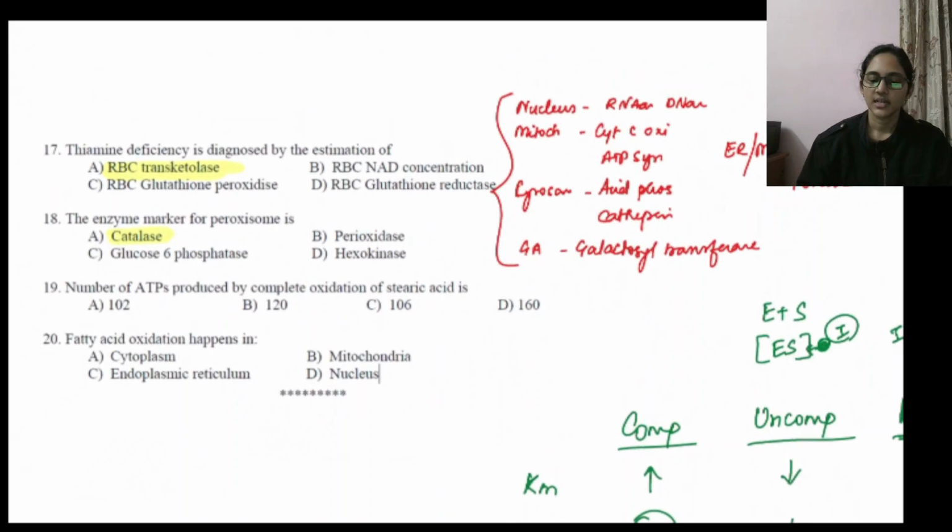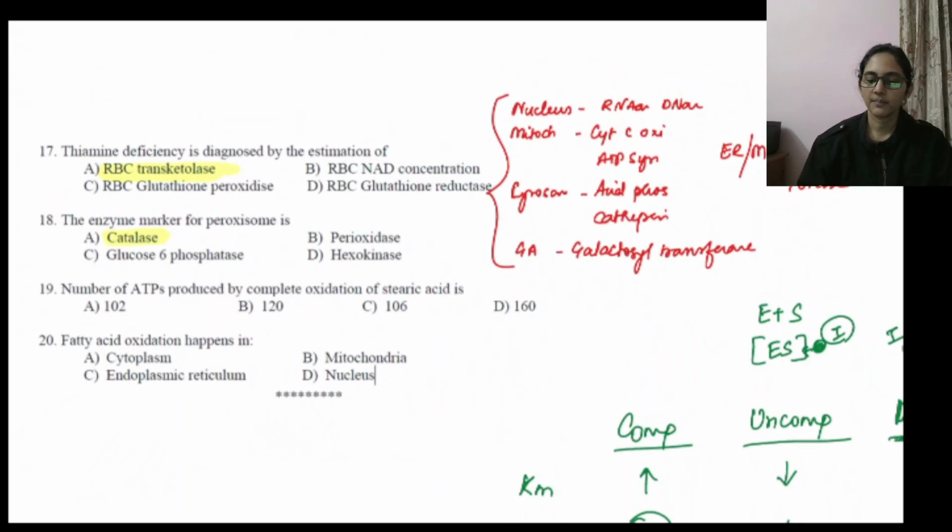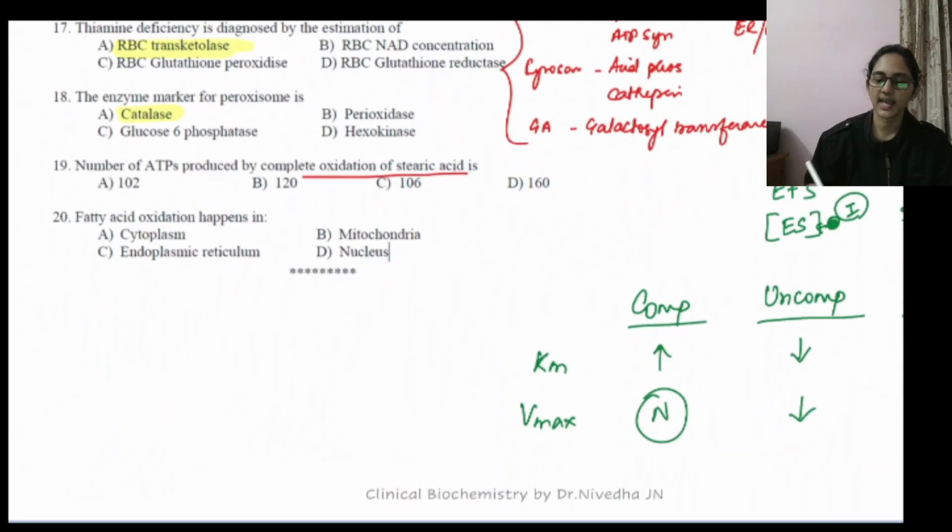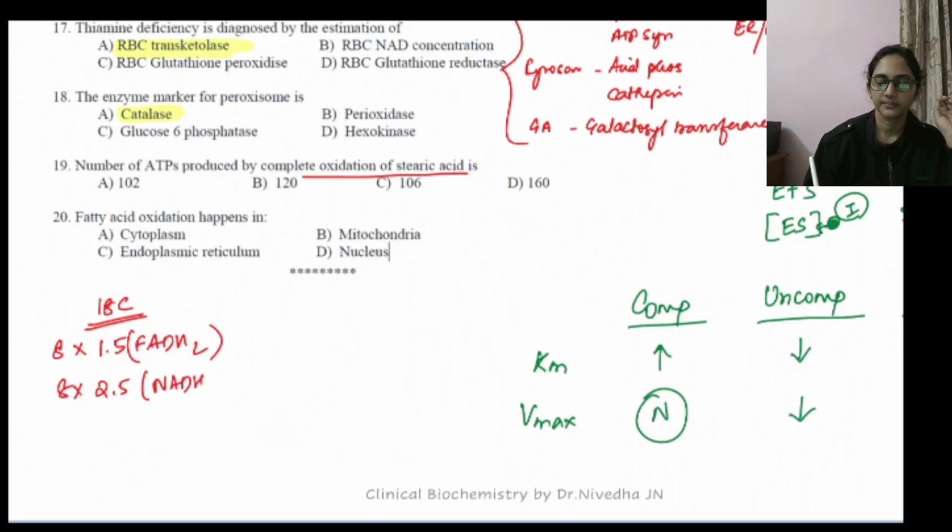Number of ATPs produced by complete oxidation of stearic acid. What is the answer for this? Stearic acid is an 18 carbon compound. So how many cycles of beta oxidation will take place? 8 cycles will take place. So 8 into 1.5 for FADH2, and 8 into 2.5 for NADH, because it undergoes 8 cycles. Finally, how many acetyl CoAs do you get? You get 9 acetyl CoAs.